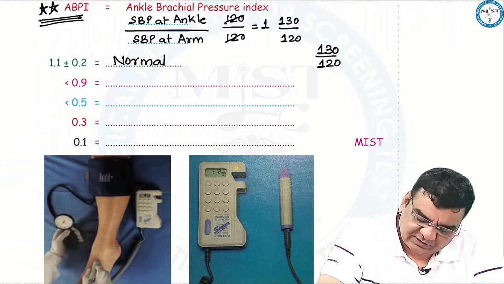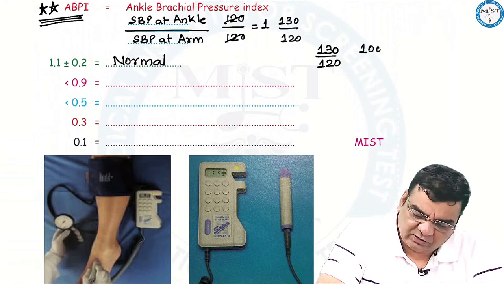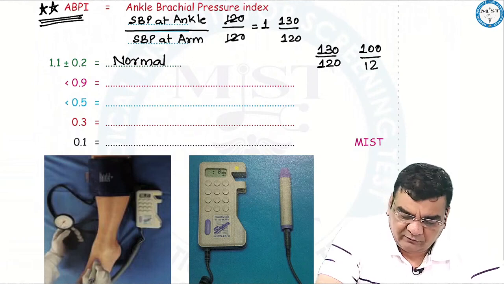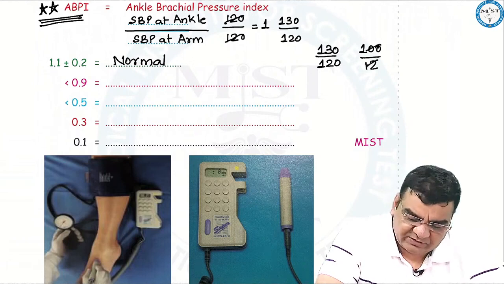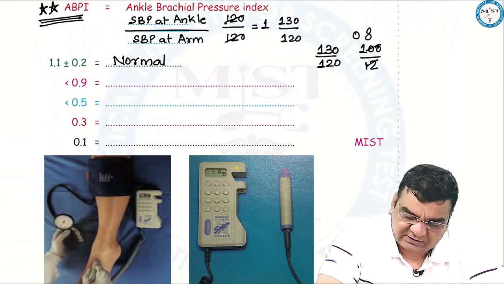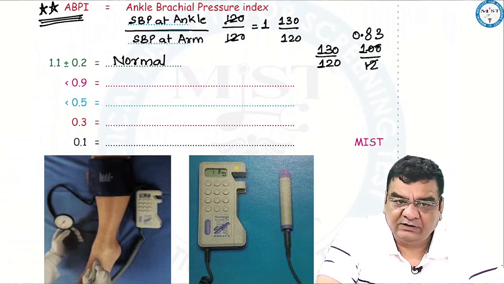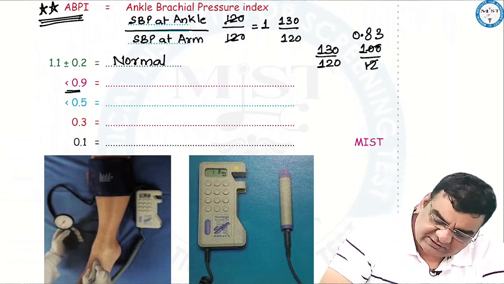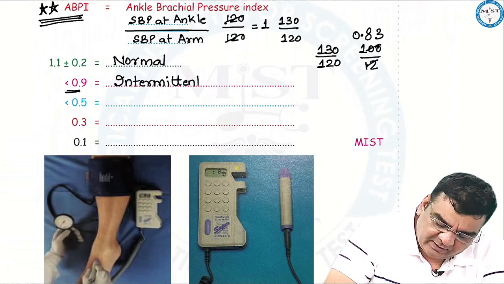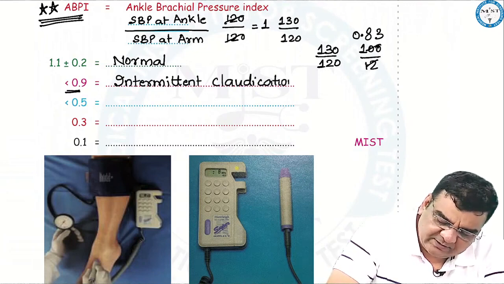Suppose I say that the pressure in the distal part has gone down to 100. Now, if you calculate this ratio, beta, this would be somewhere around 0.83. If this ratio is less than 0.9, then this is a case of intermittent claudication. Intermittent claudication. That means the story has just started.